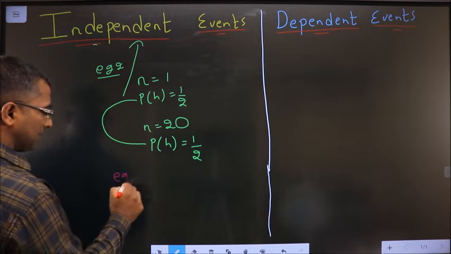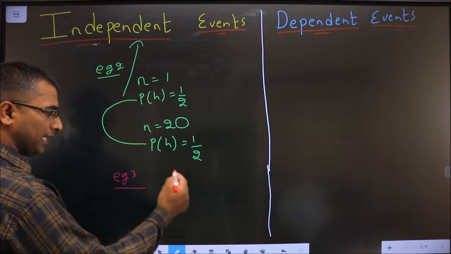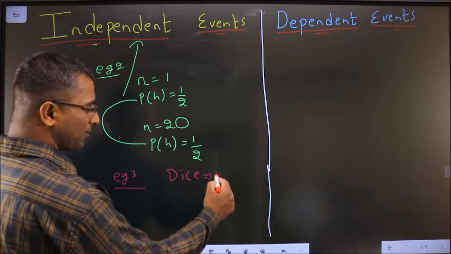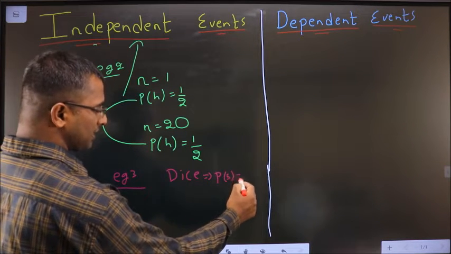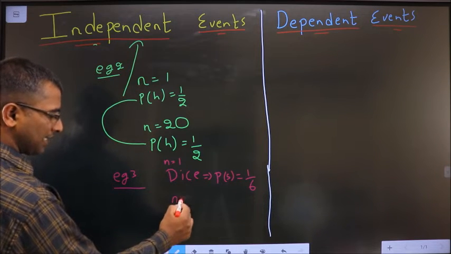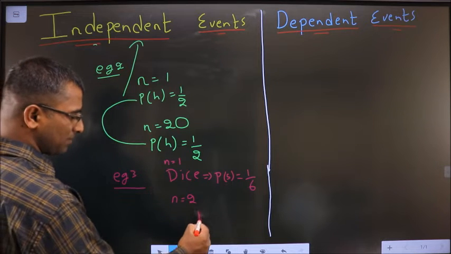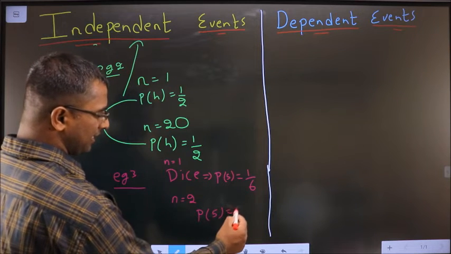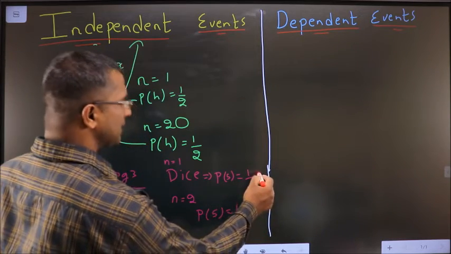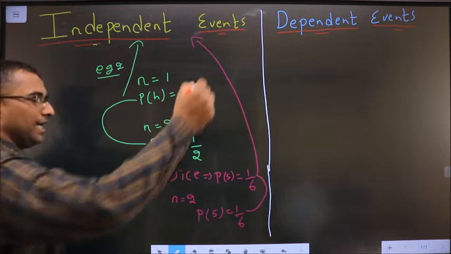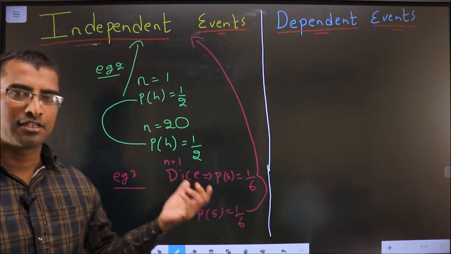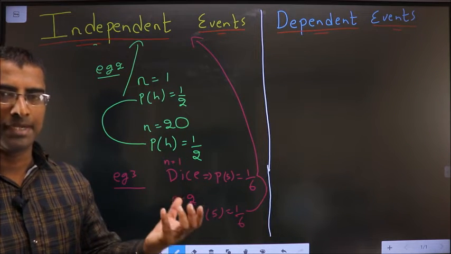One more, example 3. Let us say you are rolling a die. What is the probability of getting a 5 on that die? 1 by 6. When the die is rolled once, let us say the die is rolled twice. What is the probability of getting a 5? It is still 1 by 6. So the probability is not changing, so it comes under independent events. Whenever the probability is not changing, those events come under independent events.